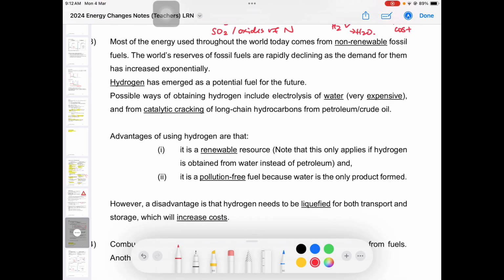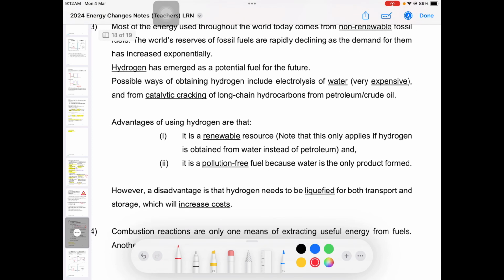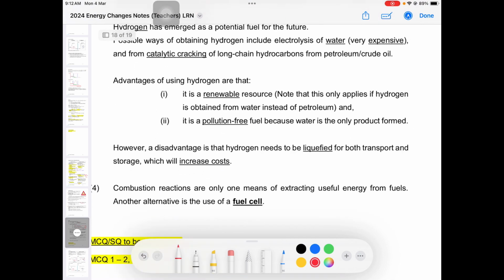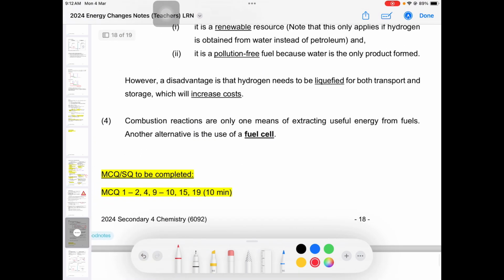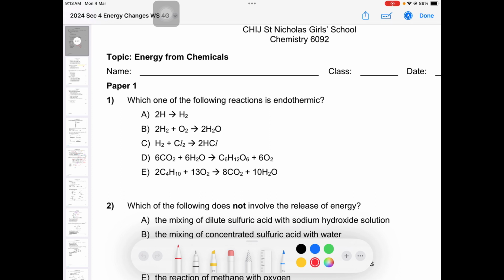You learned about hydrogen as a fuel under fuel cells last year, so I'll leave you to read the rest of the notes on your own. Now these are the multiple choice questions that you can try. I will do a few with you. Let's look at question number 1.